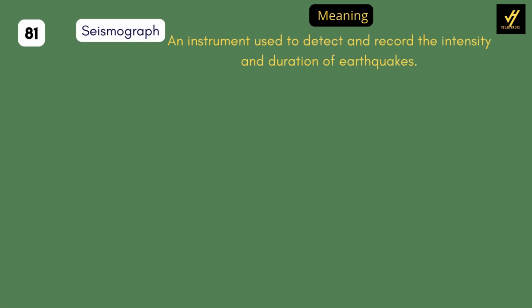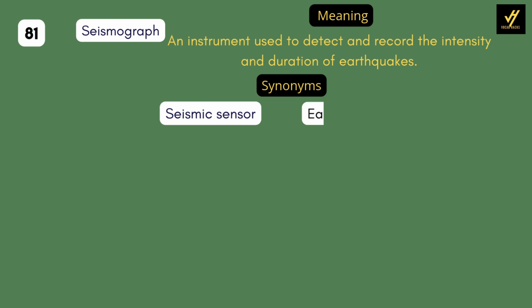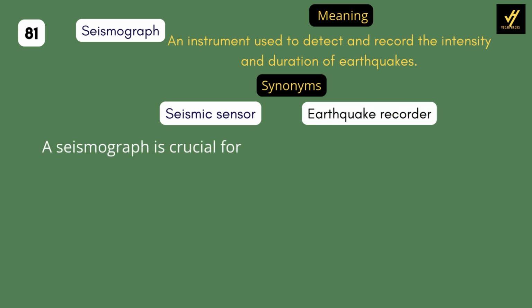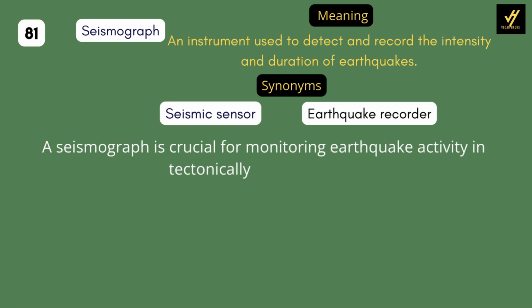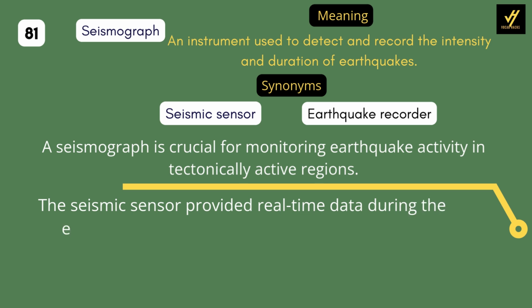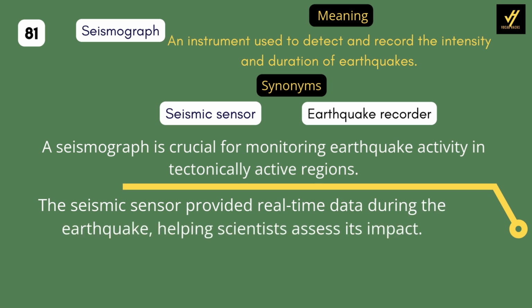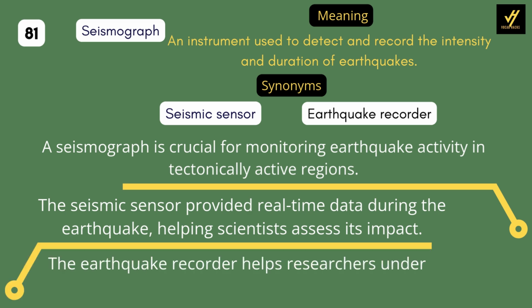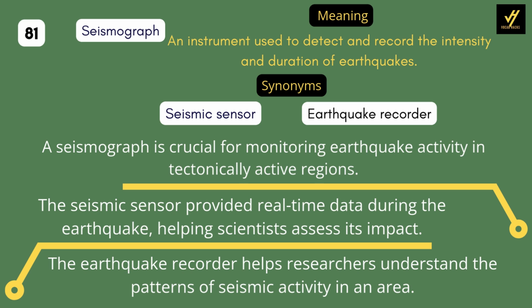Seismograph, an instrument used to detect and record the intensity and duration of earthquakes. Seismic sensor, earthquake recorder. A seismograph is crucial for monitoring earthquake activity in tectonically active regions. The seismic sensor provided real-time data during the earthquake, helping scientists assess its impact. The earthquake recorder helps researchers understand the patterns of seismic activity in an area.